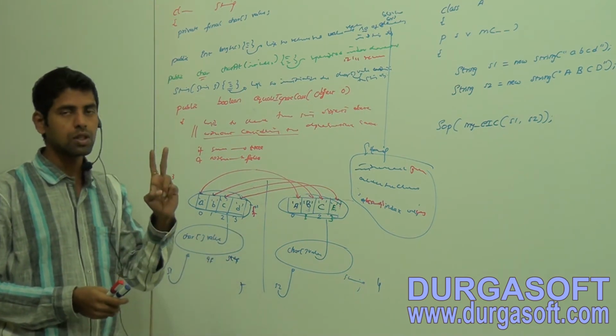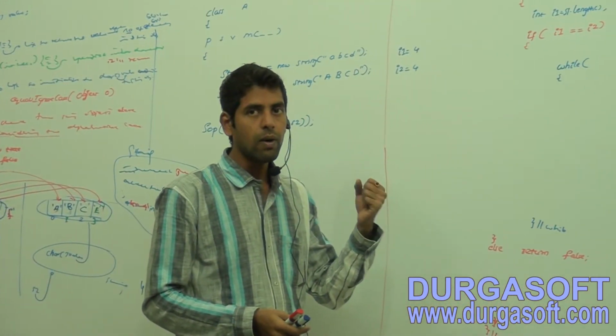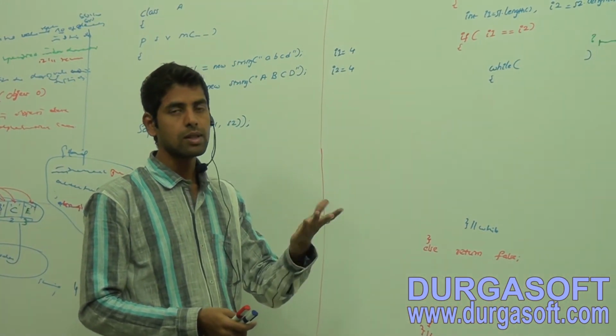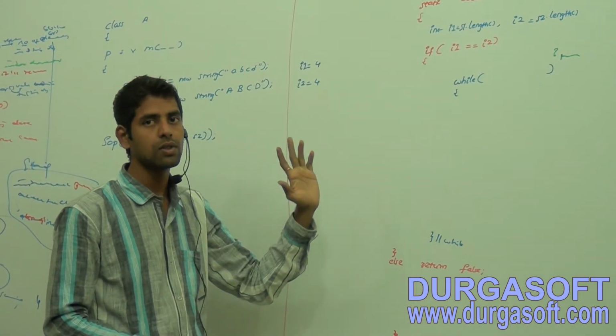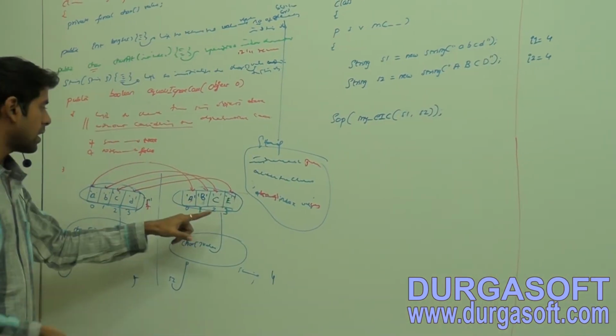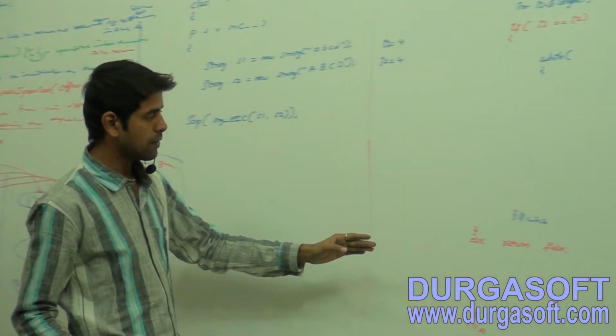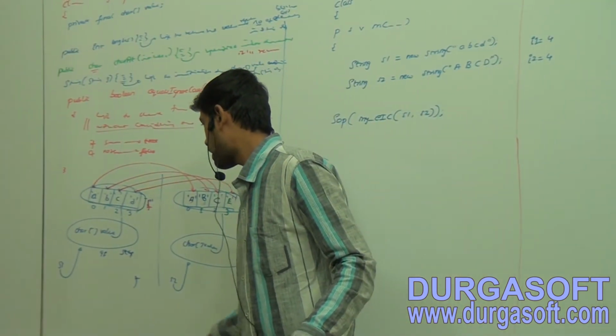I have two options. How can I tell that to the JVM? Simple thing: use if and else. I have only two options, that's why a selective statement. Now both are different, so this return false will be executing.